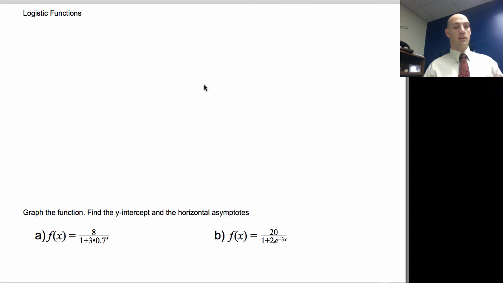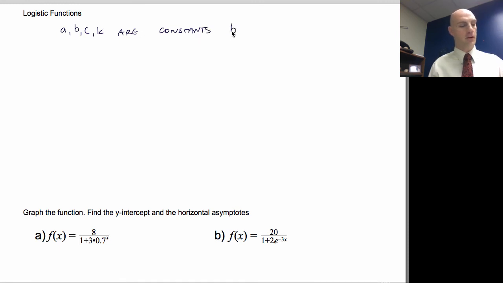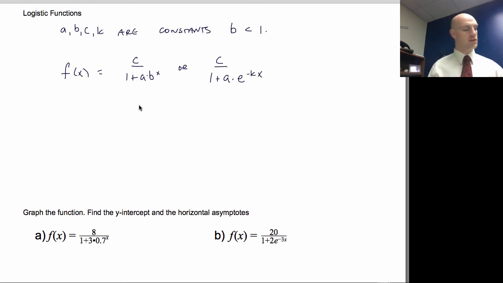Last thing we're going to talk about is logistic functions, one of our 12 basic functions that we looked at. The thing we need to remember is this: a, b, c, and k are constants, and b is less than 1. Our f of x for our logistic function looks like this: c over 1 plus a times b to the x, or c over 1 plus a times e to the negative kx. These are our two looks that we're looking for with logistic functions.